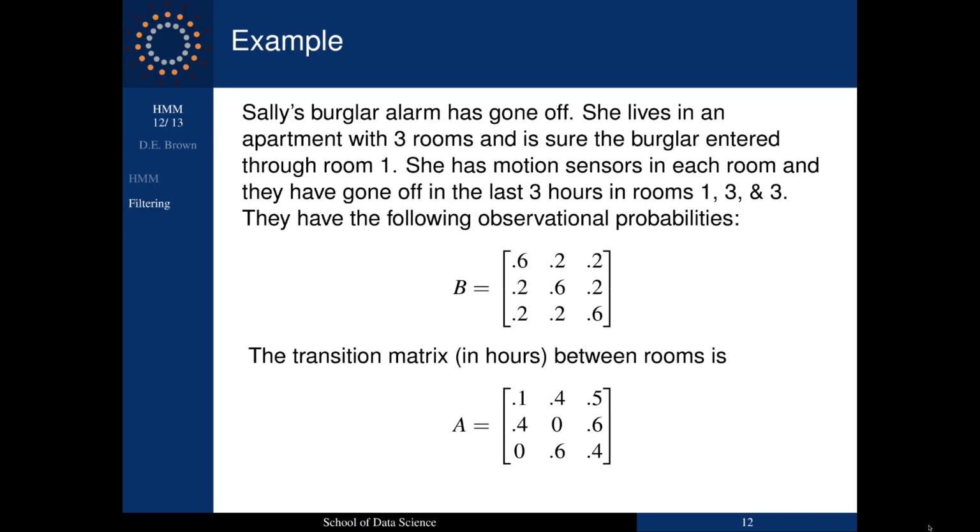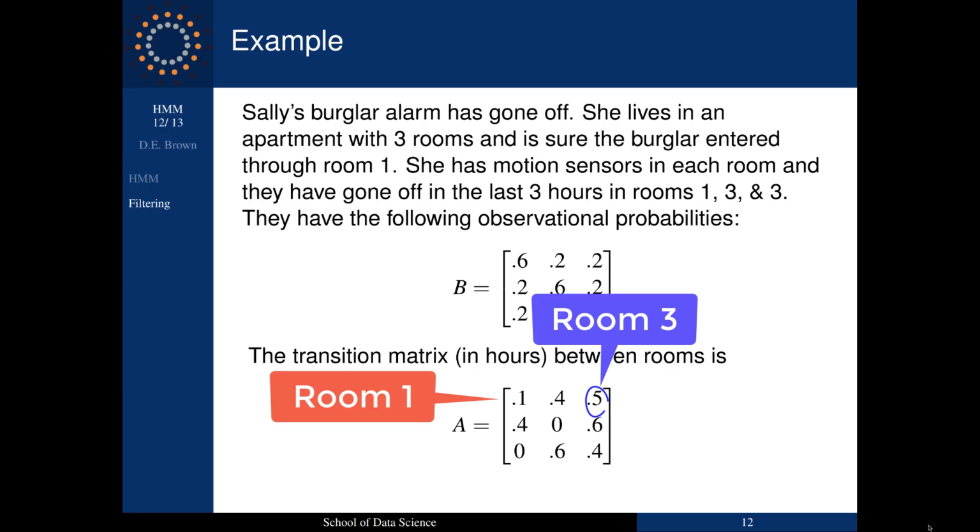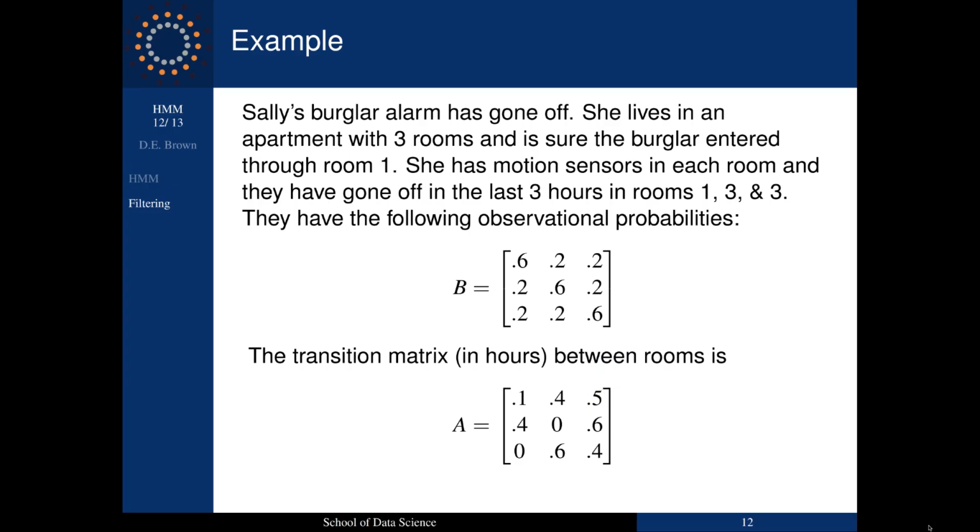The transition matrix, and this is in hours, defines our transition between these hidden states. So these give us the probability of going from room to room. The probability that if the burglar is in room 1, they will stay in room 1 is 0.1. The probability that if they're in room 1, they'll go to room 2 is 0.4. And finally, if they're in room 1, they'll go to room 3 with probability 0.5. You can work out what the rest of these probabilities are. And this gives us the transition matrix in hours between rooms for this particular problem.